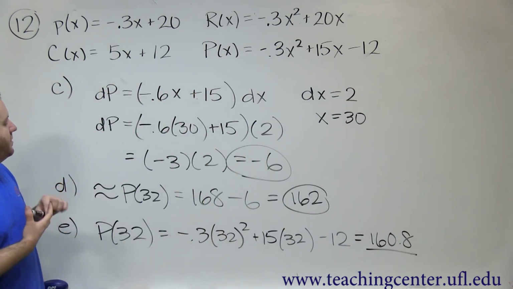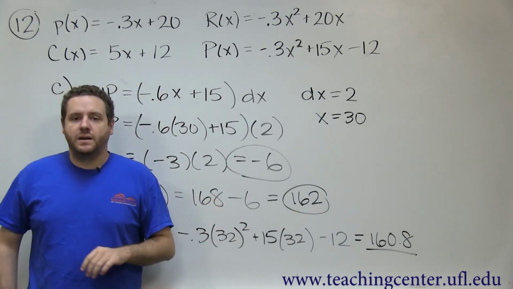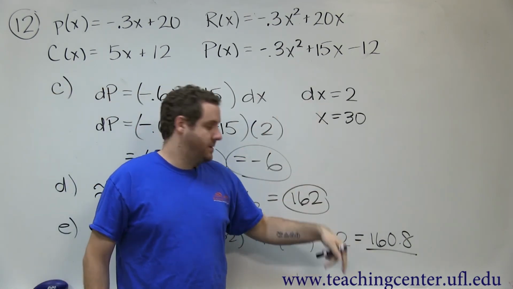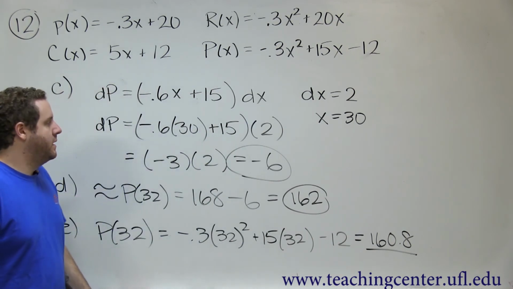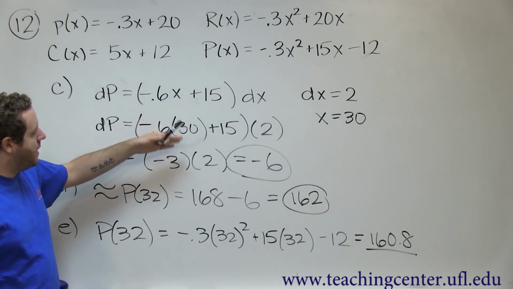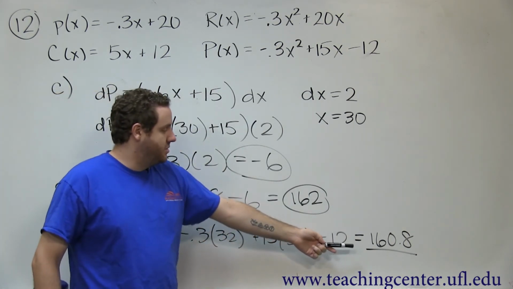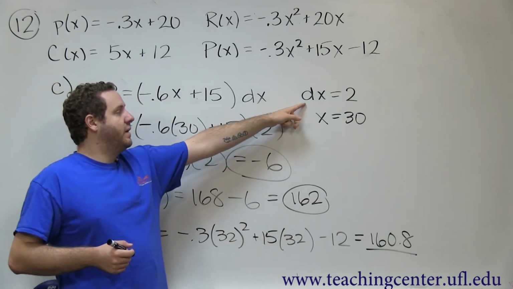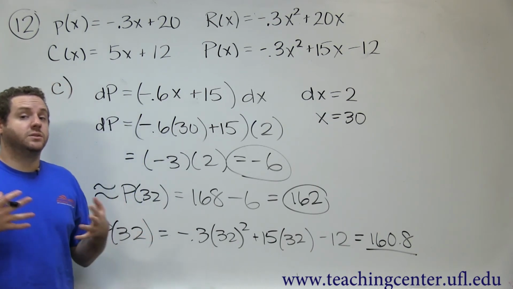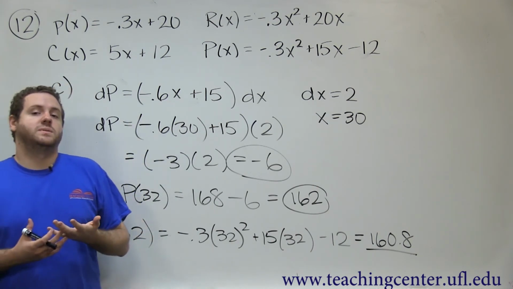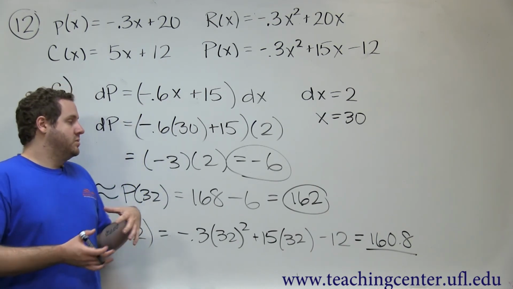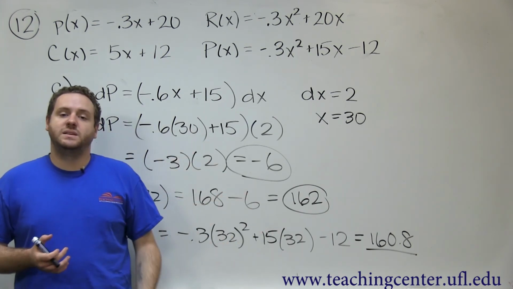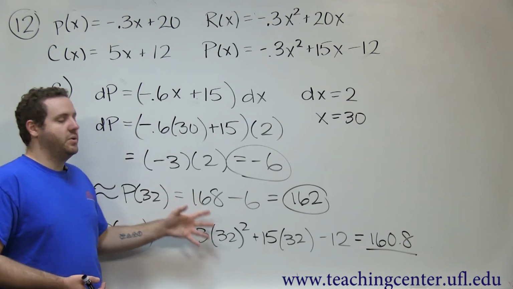So remember that our profit from producing 30 was 168. Our actual profit of producing 32, just by plugging in and seeing, is 160.8. Using differentials, we got that it would approximately have gone down 6 to 162. Kind of close, not really. But if you use a closer value, like approximating 30 to 31, the differential approximation is going to be better. So differentials is just a way to approximate by using the derivative. Sometimes in problems that's easier, sometimes not. This is just showing you how to compare the two.